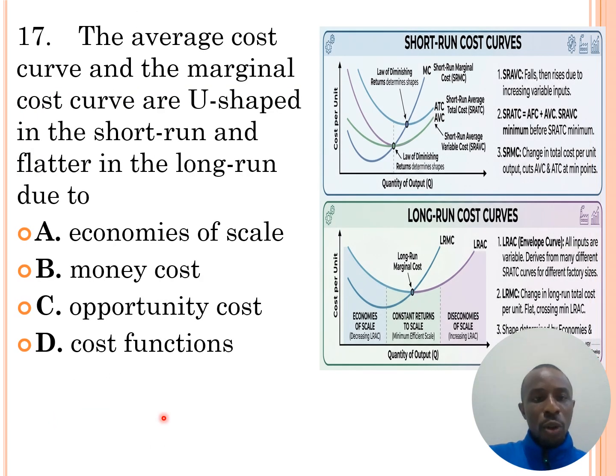The average cost curve and the marginal cost curve are U-shaped, as you can see in this short run, and flatter. You can see it is somehow open there. It's not U-shaped in the long run, due to economies of scale. When there is economies of scale, the cost per unit, that's average cost, reduces because the firm is producing on a large scale.